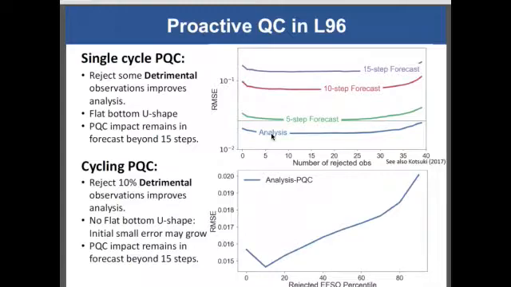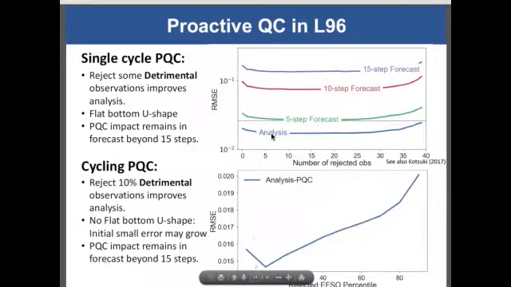So you can see that if we reject around 10% of the detrimental observations, we get a maximum improvement from PQC. And what happened? The take-home message here is that there seems to be an important improvement by assimilating these observations, but these small initial errors could actually grow in the future. So that's why we don't have this kind of flat bottom structure at the cycling PQC here.